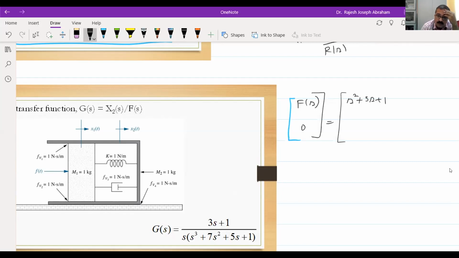What will be 1, 2? Common between 1 and 2. This is M1 and this is M2. Which are the common elements? 1 plus s plus s plus s. That means minus of 1 plus 3s. This is common between 1 and 2. So minus of 3s plus 1.